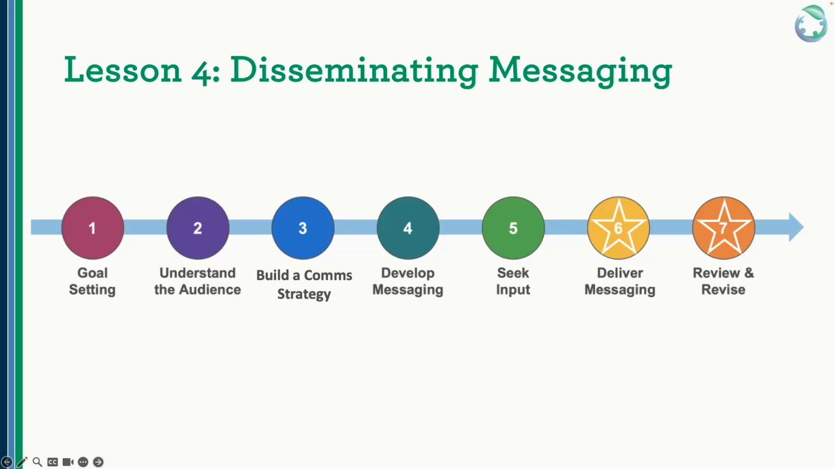Step 7 is continuing to review and revise. Finally, we will discuss why communication should be seen as an ongoing process rather than a one-time event. We'll look at ways to monitor the effectiveness of your communication efforts, gather new insights from rural community members and organizations, and adjust your original communication plan and messaging content as needed. This iterative approach helps ensure communications remain responsive, relevant, and impactful over time.